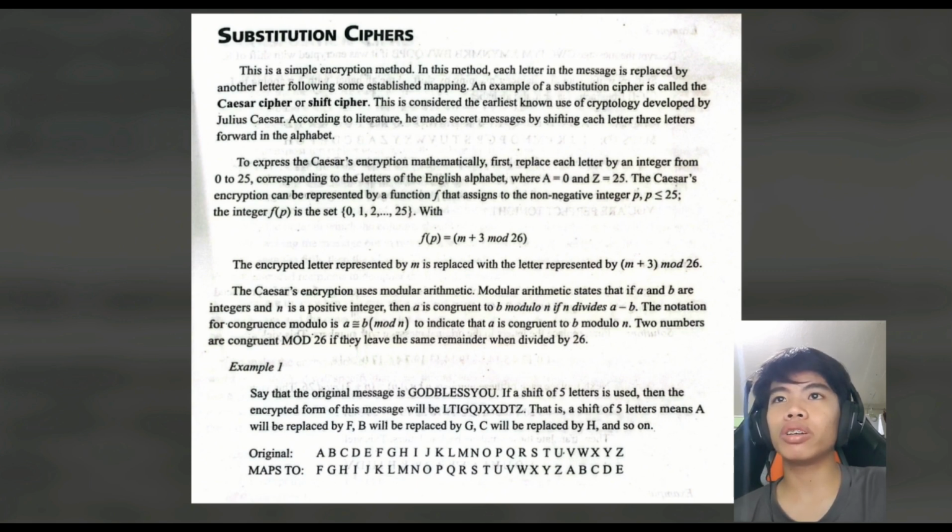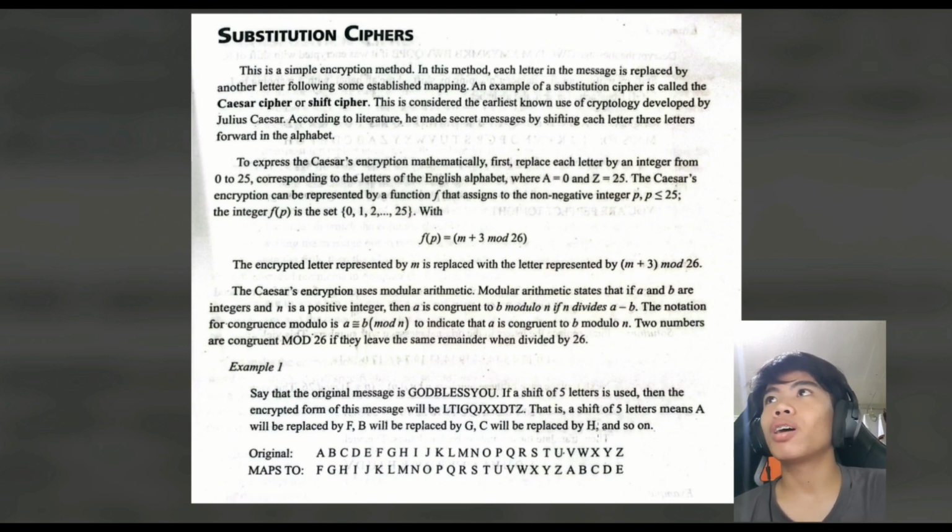So, the Caesar encrypted letter represented by M is replaced with the letter represented by M plus 3 mod 26. The Caesar's encryption uses modular arithmetic. Modular arithmetic states that if A and B are integers and N is a positive integer, then A is congruent to B modulo N if N divides A minus B. The notation for congruence modulo is A is equal to B mod N, to indicate that A is congruent to B modulo N. Two numbers are congruent mod 26 if they leave the same remainder when divided by 26.